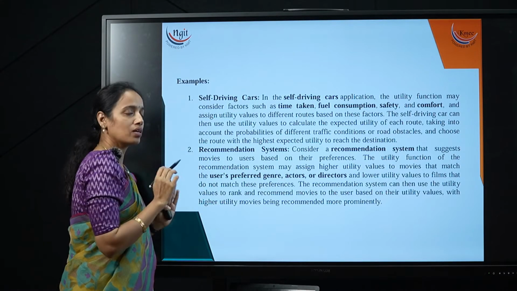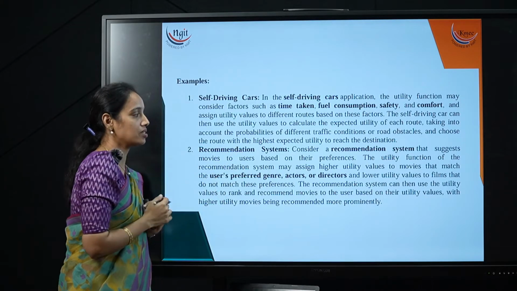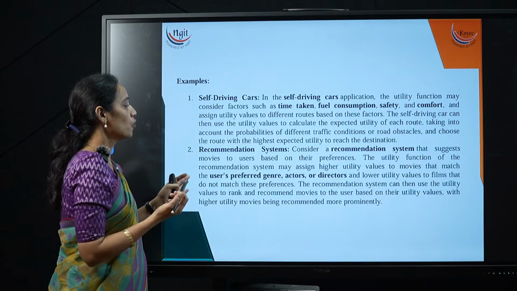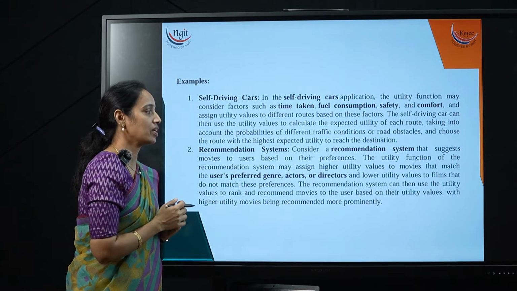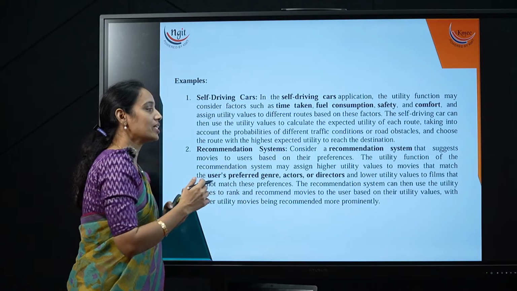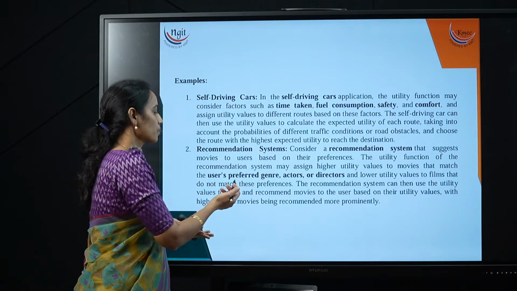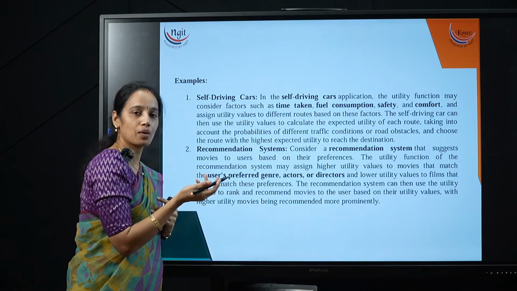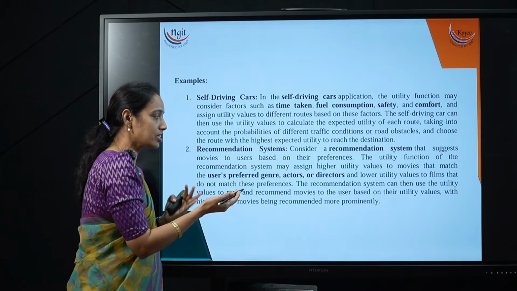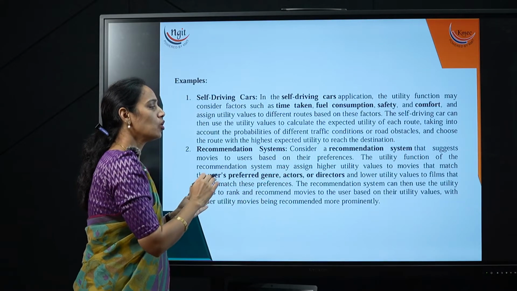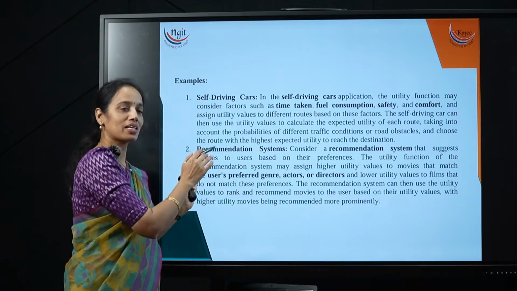Similarly, let us discuss one more example, that is recommendation system. Consider a recommendation system that suggests movies to users based on their preferences. Maybe the utility function of the recommendation system may assign higher utility value to movies that match the user's preferred genre, that means what type of category a particular person likes in a movie, actors or directors, and some lower utility value to films that do not match these preferences.